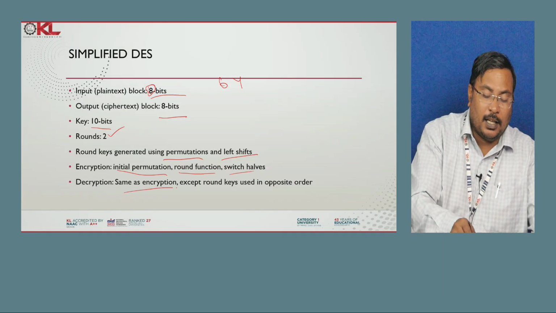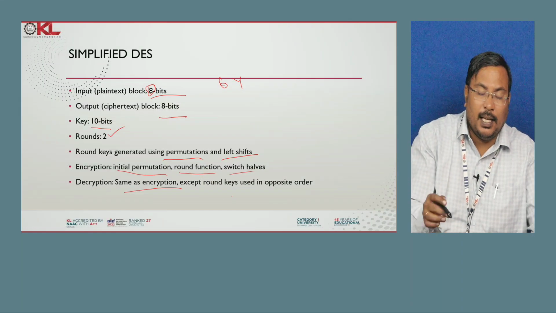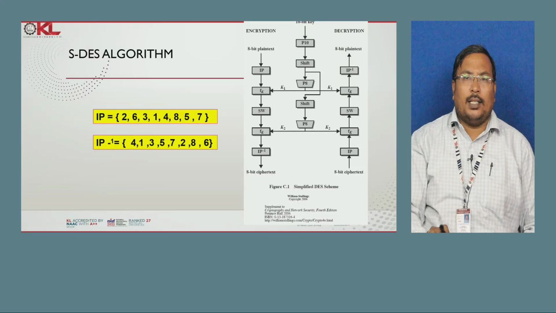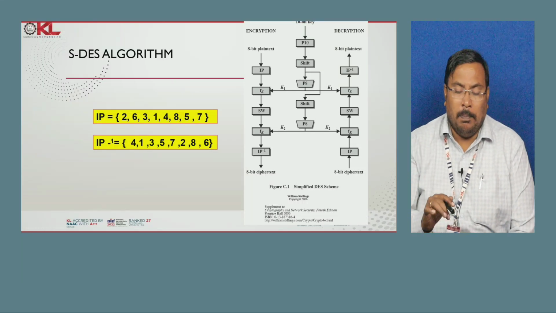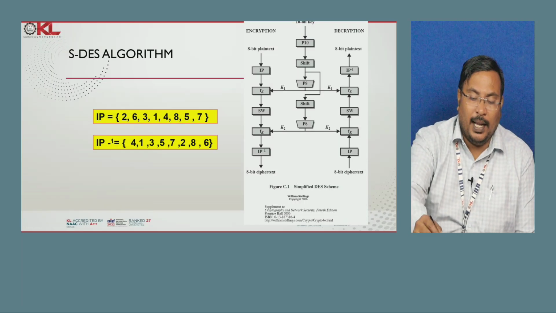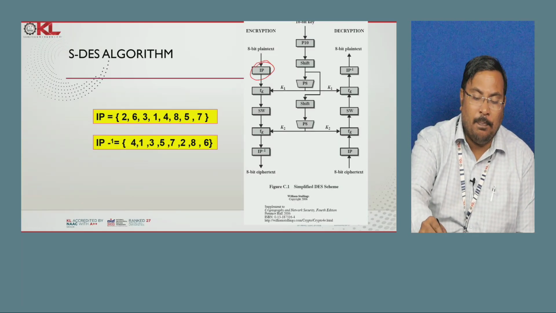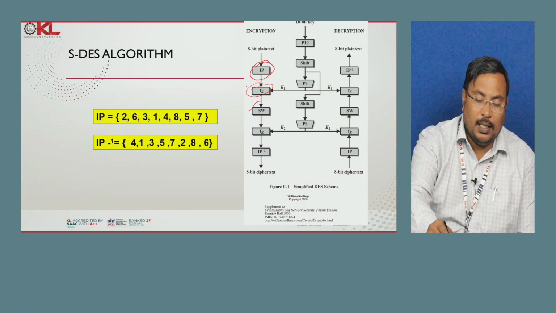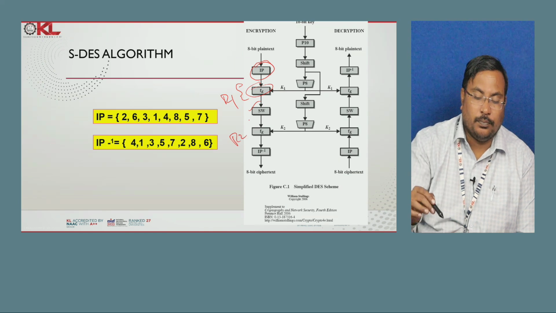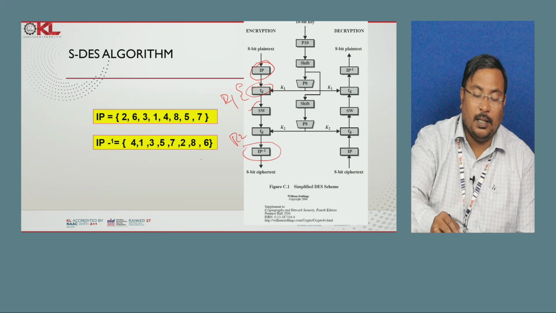Decryption is the same as the encryption algorithm except the keys are modified. So this is the block diagram structure of the SDES algorithm. Initially we have IP and the round function, swap, all of which come under R1 and R2, and this will be the initial permutation reverse.